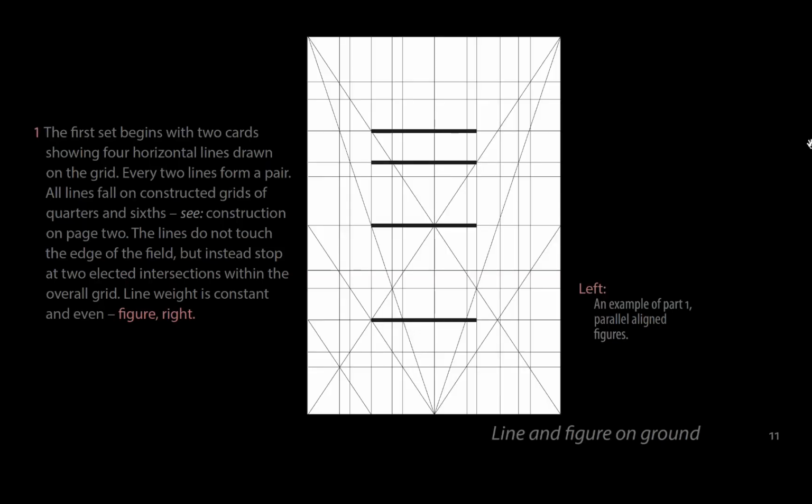So first, once you get your grids constructed, and you can see the grid constructed here, you've got the grid of quarters and the grid of 6 on top of each other. Then you're going to add 4 lines, and these 4 lines are going to represent 2 figures. There's a top figure and a bottom figure. The only rule is that these lines cannot touch the edge of your card, and you need to use the grid to construct them, meaning that they need to stop and end at a grid line. These lines that you add on top of the cards should be darker than the grid lines themselves.